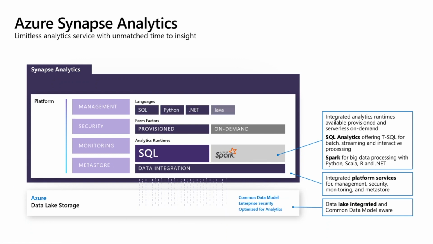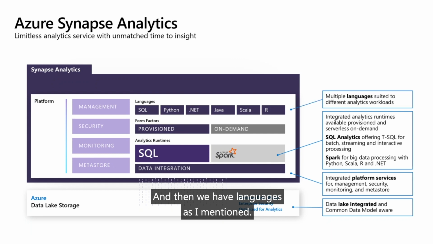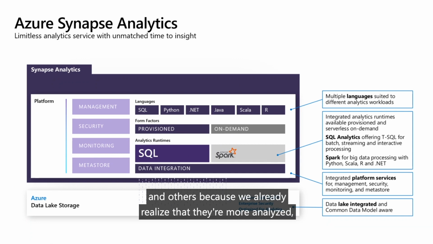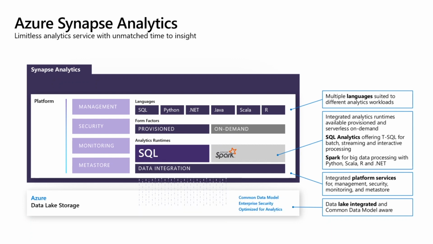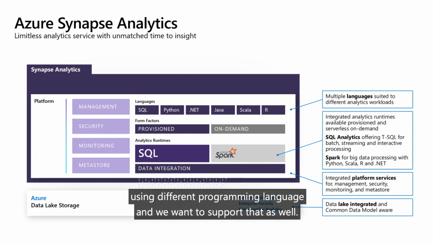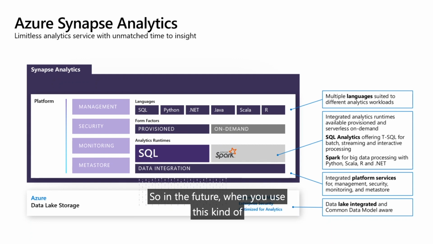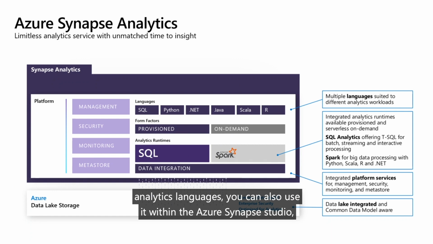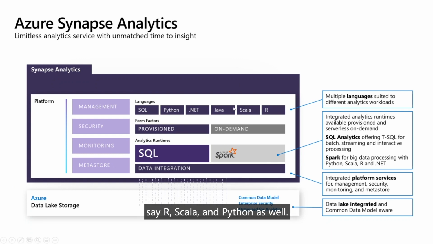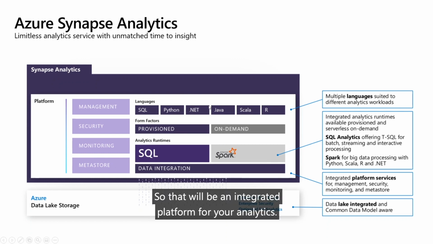And then we have languages. As I mentioned, we're not just looking at SQL and Java and others, because we already realized that more people analyze data using different programming languages, and we want to support that as well. So in the future, you can use these analytics languages within Azure Synapse Studio, say R, Scala, and Python as well. That will be an integrated platform for your analytics.